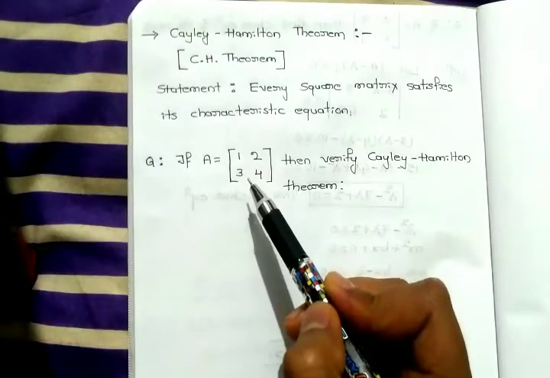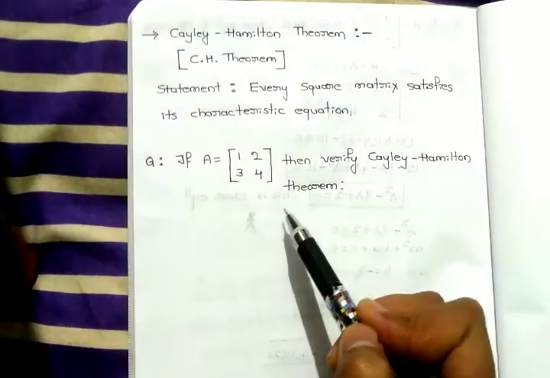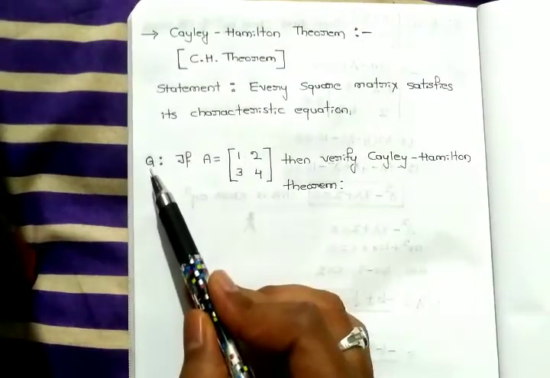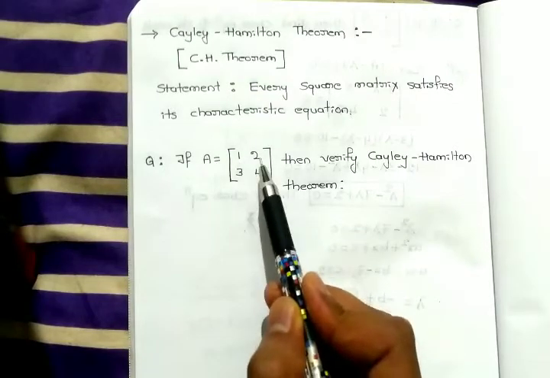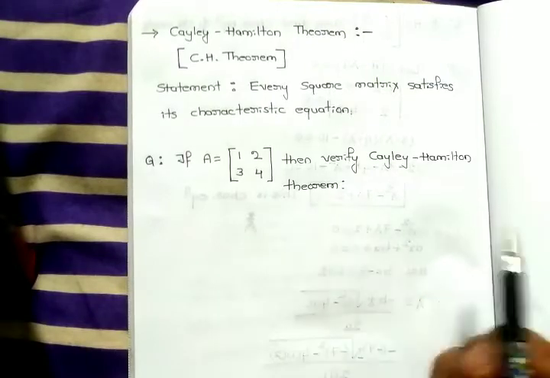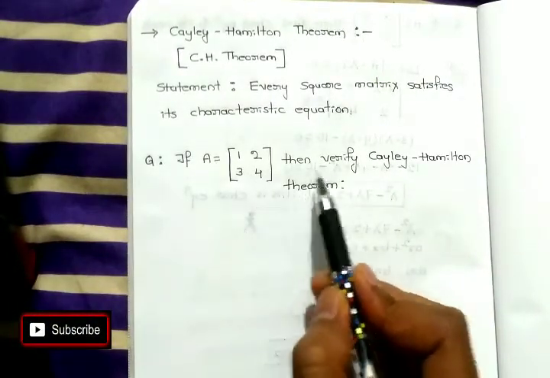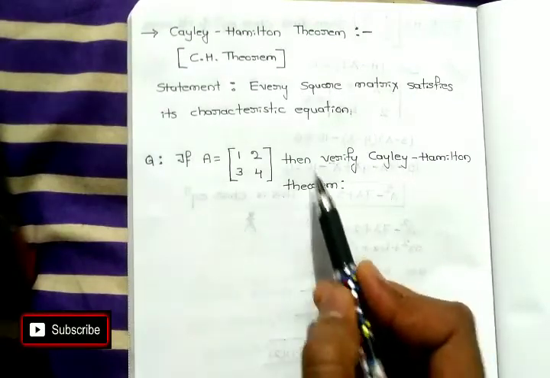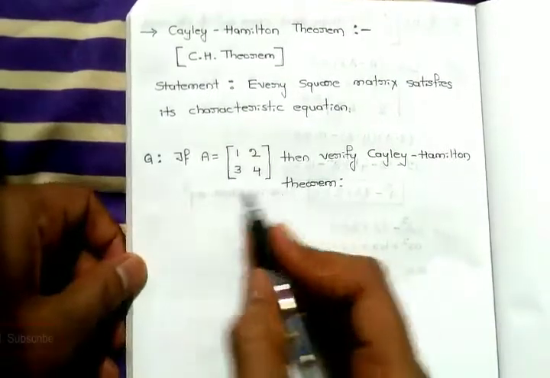So one example I'm going to consider here. In this example, you will get to know how to verify CH theorem or Cayley-Hamilton theorem. See, example is, if A is equal to the square matrix given, 1, 2, 3, 4, then verify Cayley-Hamilton theorem. So to verify Cayley-Hamilton theorem, first you need to find out the characteristic equation.